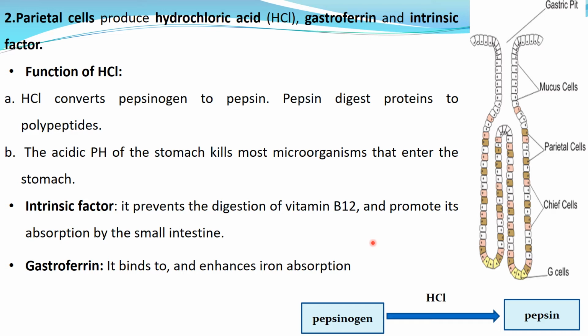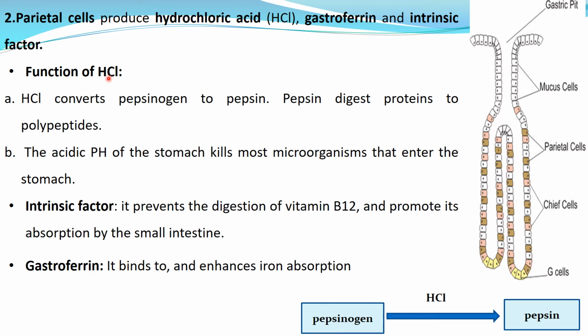So the second type of gastric cells is called the parietal cell. The parietal cell is responsible for the secretion of three main types of agents or chemicals. The first one is called hydrochloric acid, HCl. The second one is the gastrin, and the third one is the intrinsic factor.